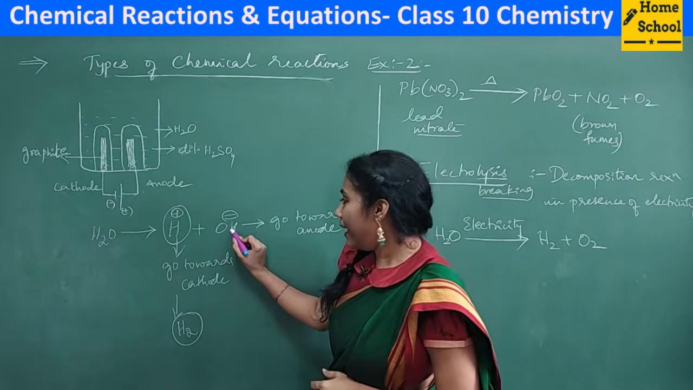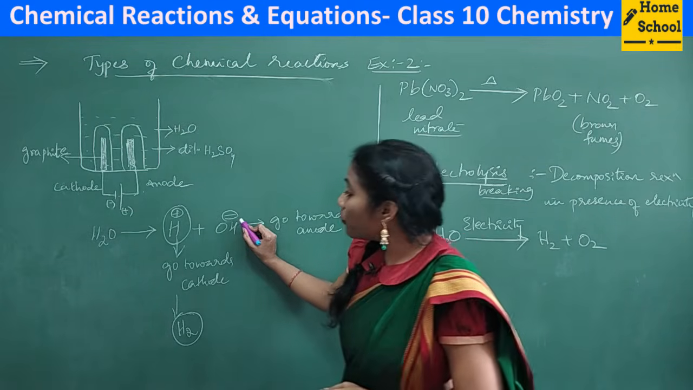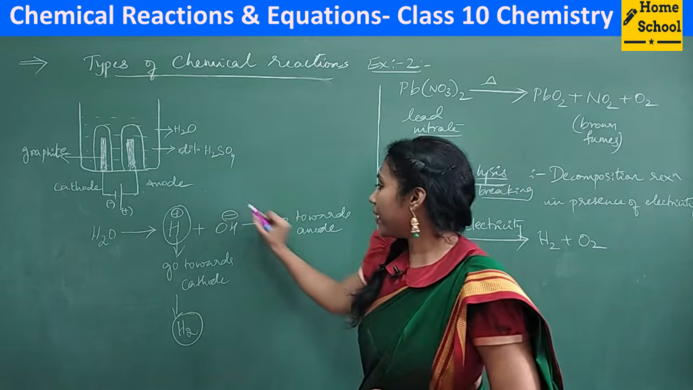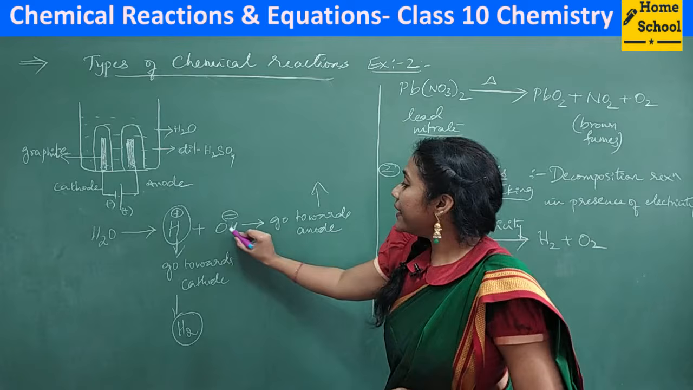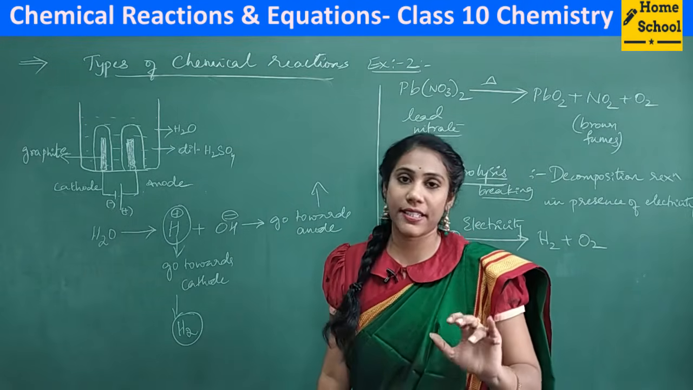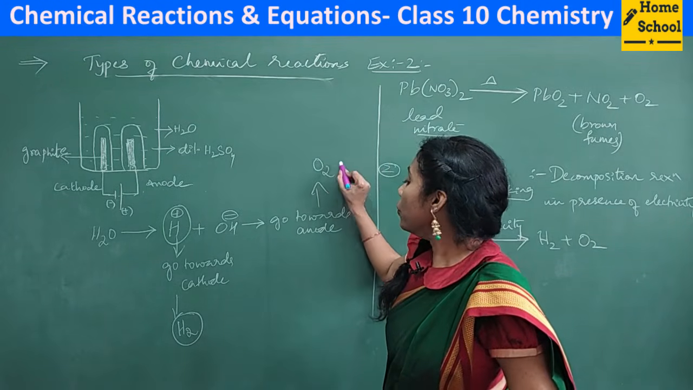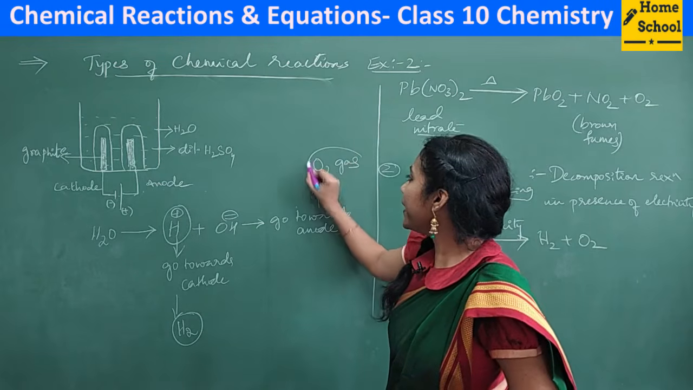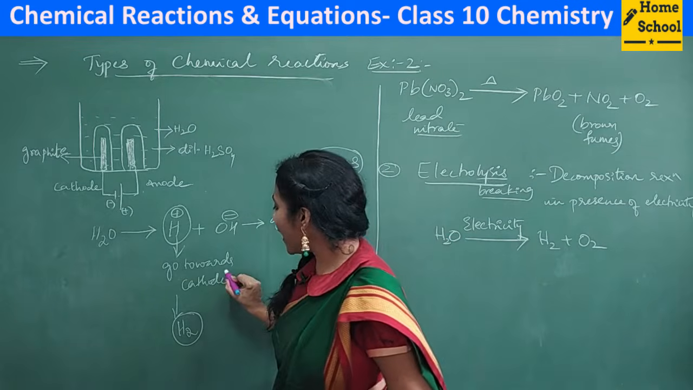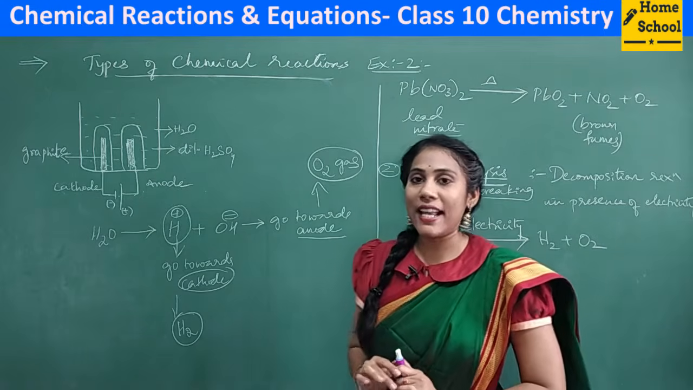Similarly, our OH minus, since it is a negative species, to which rod will it go? It will go to the positive rod, that is, the anode. In the anode, this OH minus undergoes a chemical reaction called oxidation. After the reaction, you will get O2 gas. So O2 gas you are getting at the anode and H2 gas you are getting at the cathode. Remember.